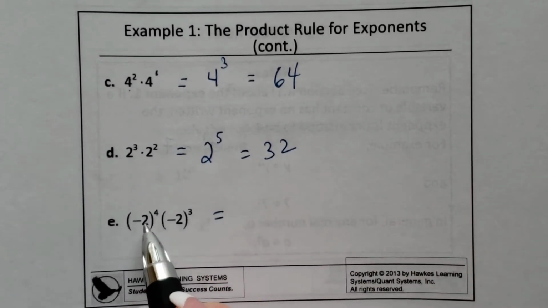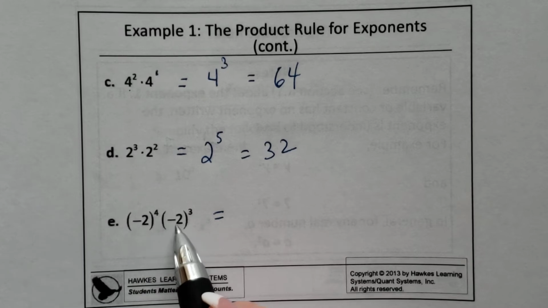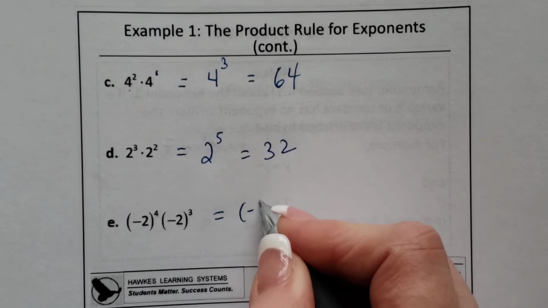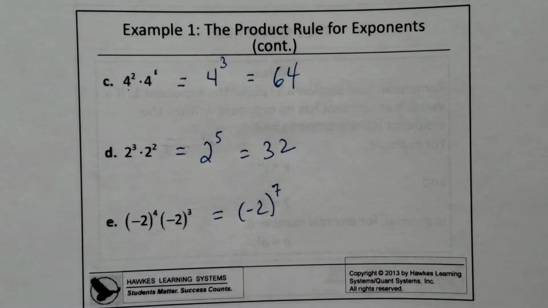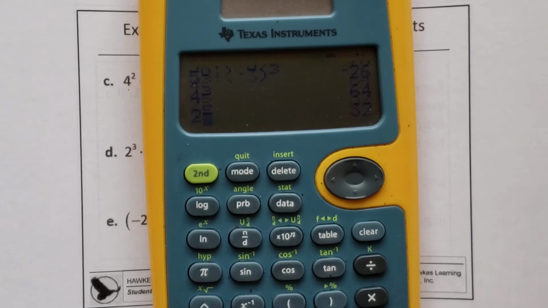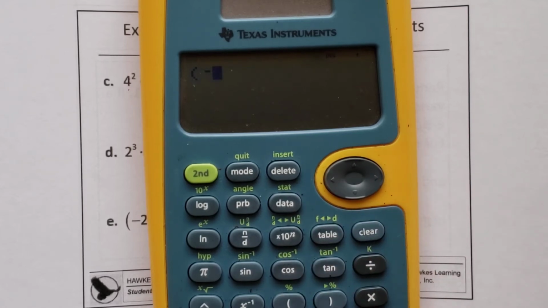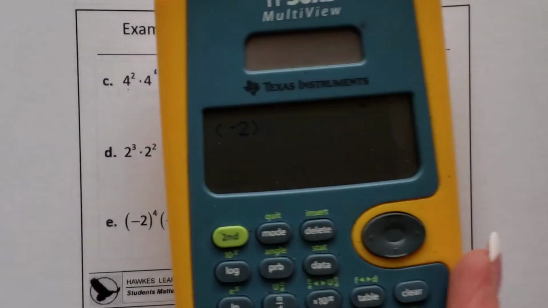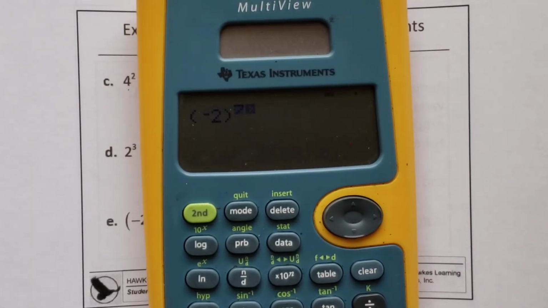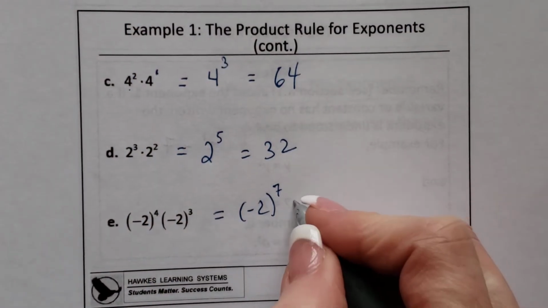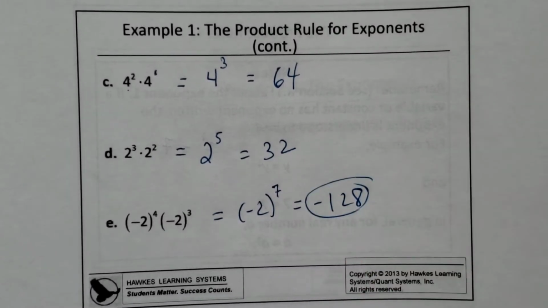Letter E, I have -2 is my base. They're being multiplied, that's what the parentheses mean. 4 plus 3 is 7. So in my calculator, I'm going to put -2 to the 7th, which is equal to -128.